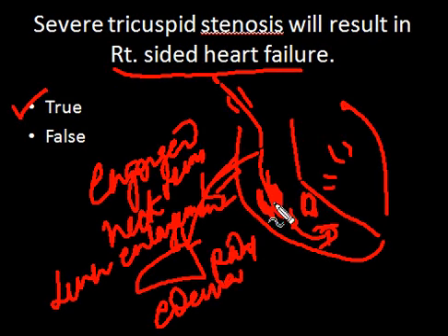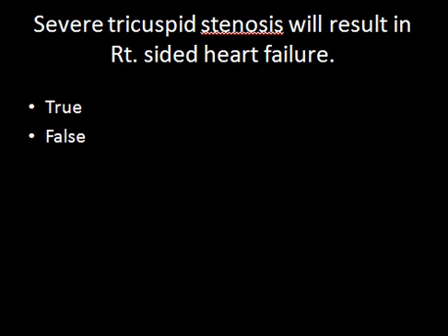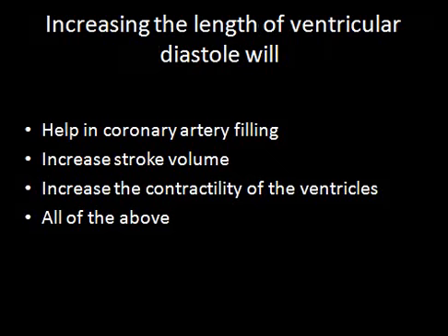So any problem in the valves on the right side will cause right-sided heart failure. Any problem with the valves on the left side, such as stenosis, will cause left-sided heart failure. So that's how you have to work out this question. Let's look at the next one, which says increasing the length of ventricular diastole.